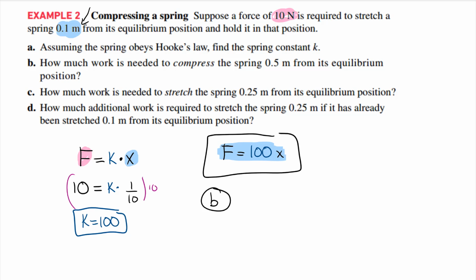Part B is asking how much work is needed to compress the spring 0.5 meters from its equilibrium position. So we have to think we're going to start at 0 and we're compressing it to negative 0.5. But this is your A and this is your B because we're going this direction. So when we go to find the work, it's equal to the integral of where you start. With Hooke's law, you're going to start at 0 unless it tells you something different. And we go to negative 0.5.